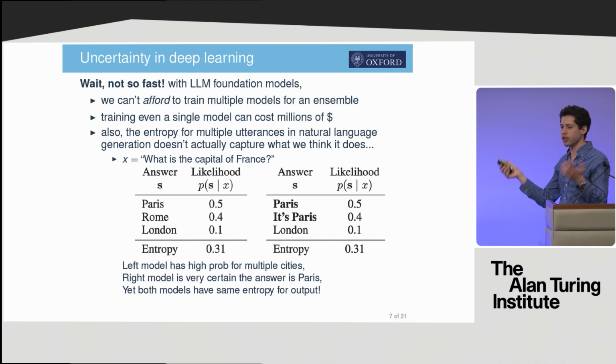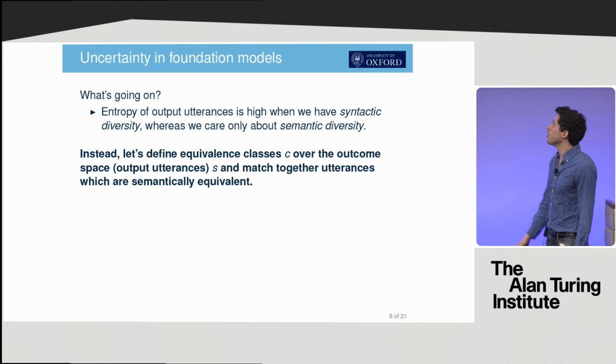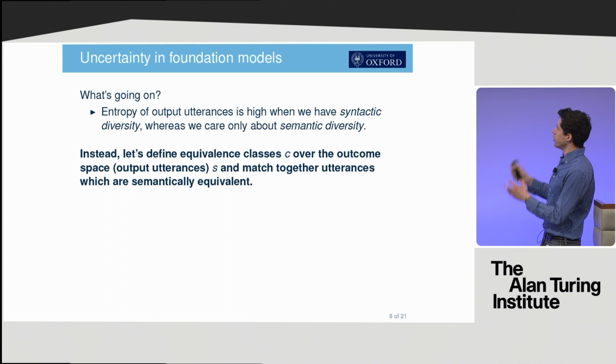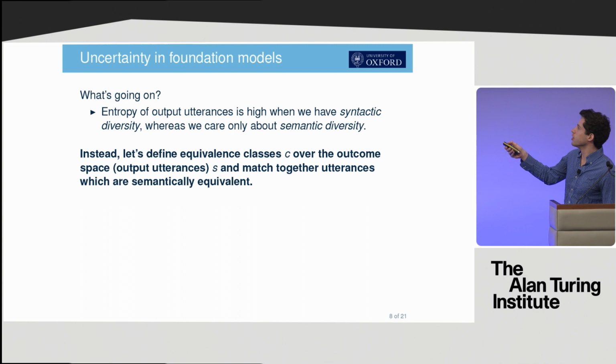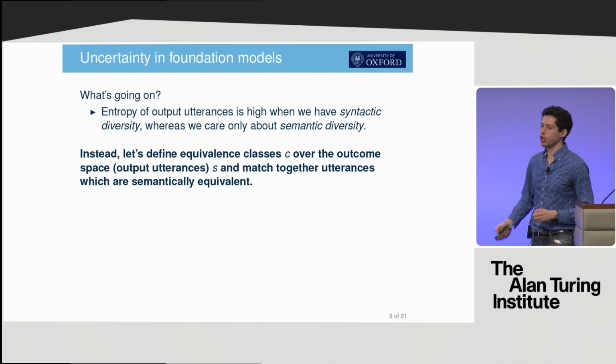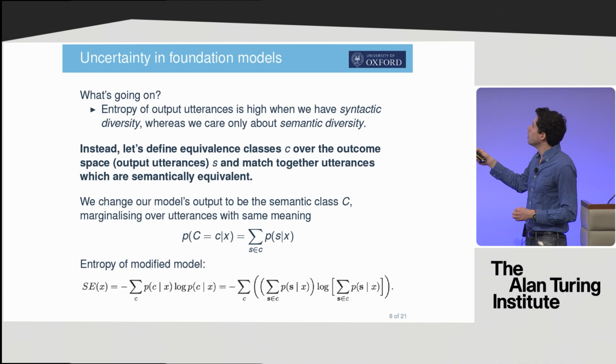So what's going on? The issue is that entropy of the output utterance doesn't actually capture what we think it does. It would be high when we have syntactic diversity, whereas we only care about the semantic diversity of the utterances. Instead, we can define equivalence classes, C, over the outcome space, utterances, S, and match together utterances which are semantically equivalent. So what we can do is change our model's output to be the semantic class C, marginalizing over the utterances with the same meaning.